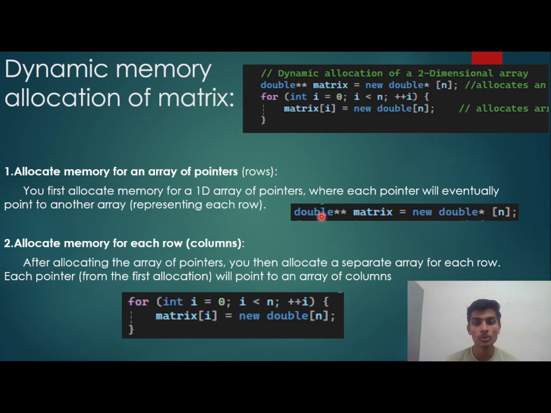But here you use the data type as double star, so this matrix is an array of data type double star. So double star, so it's a pointer again. Now in the next step, after allocating the array of pointers, you allocate each separate array, each row. Okay, so you put a loop. Now what matrix I represents: matrix I represents the I plus 1th array of the pointer. That's as simple as that. And again you dynamically allocate that.